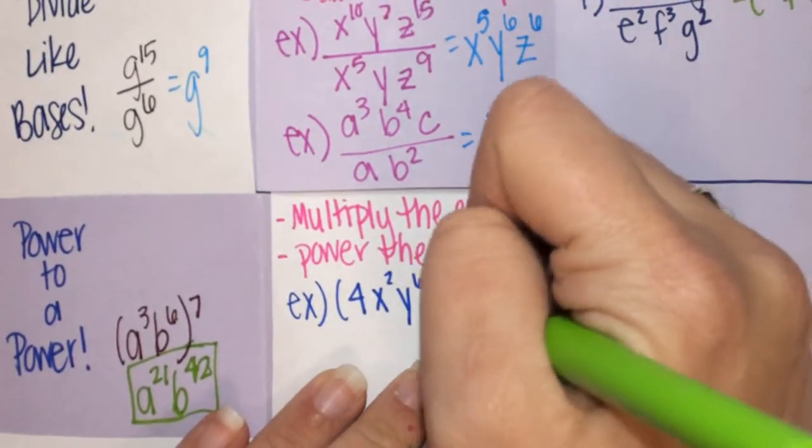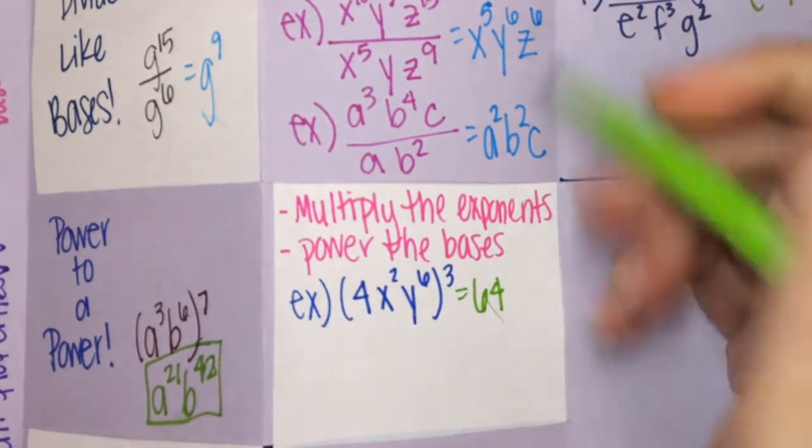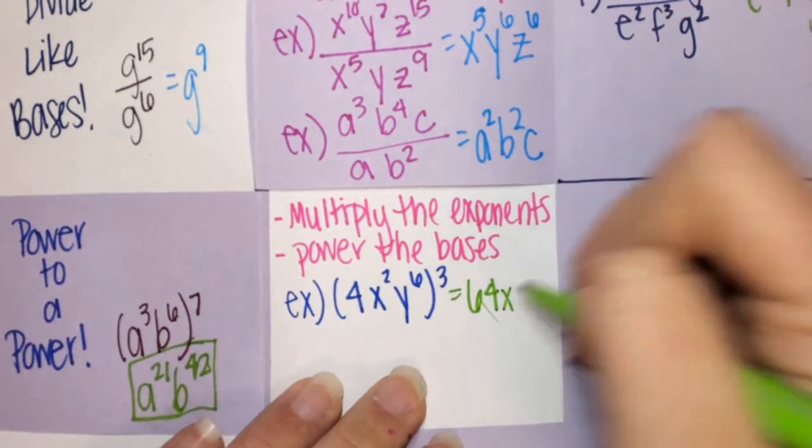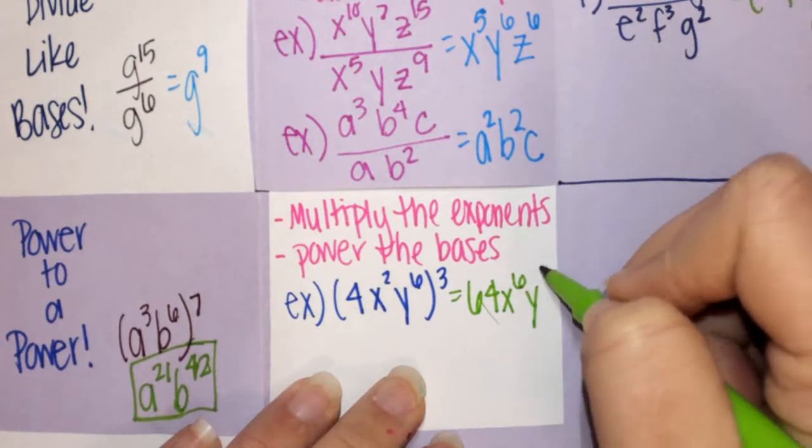Okay, so everybody got 64. Alright, and it's x to what exponent? To the 6th, because you do 2 times 3, and y to the?